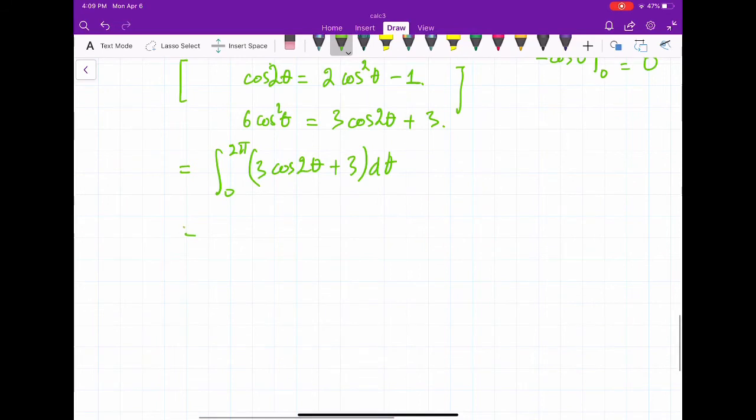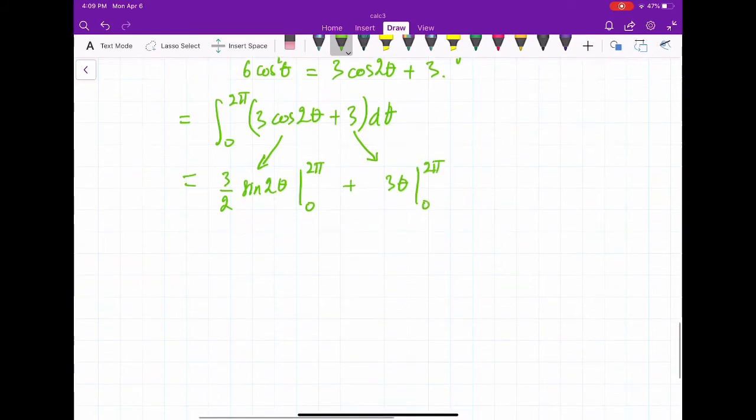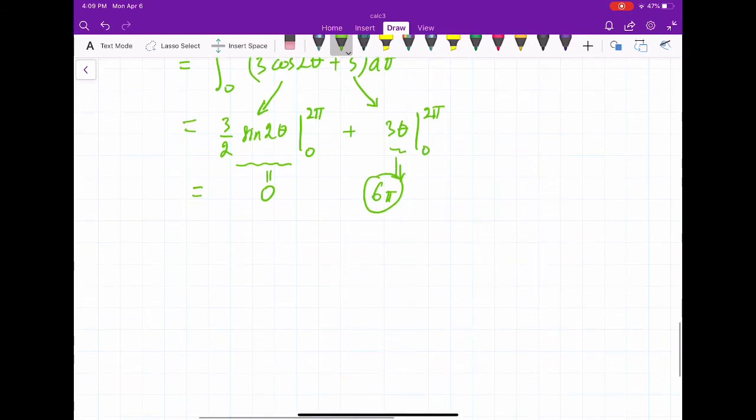And this gives you 3 over 2 sine 2 theta, and 3 gives you 3 theta, evaluated from 0 to 2 pi. And this term is just 0 because sine of 0 and sine of 2 pi are 0. And this gives you 6 pi. The answer is 6 pi.